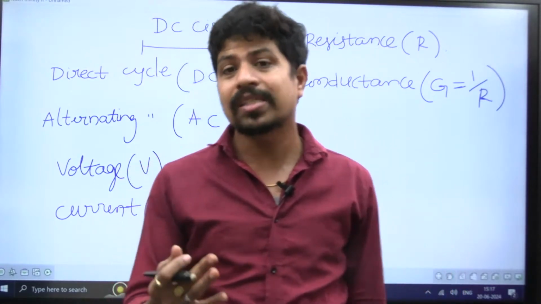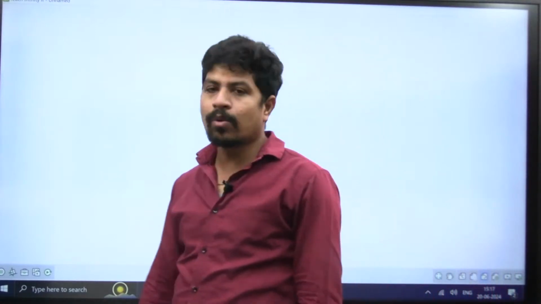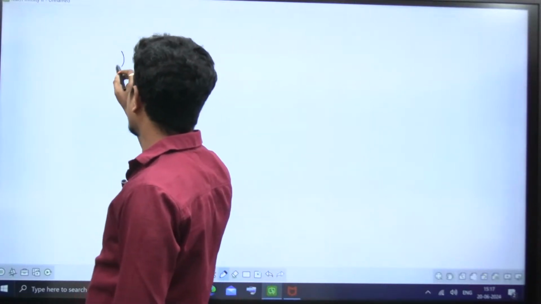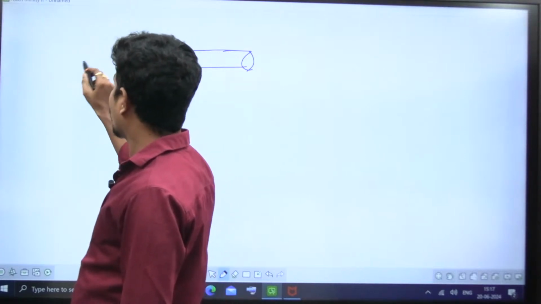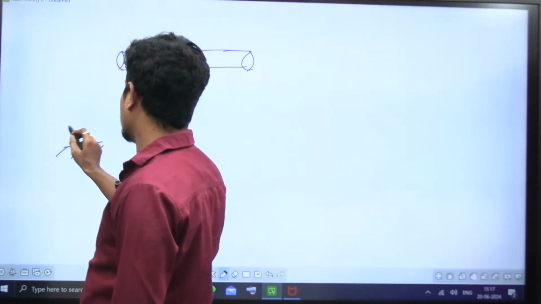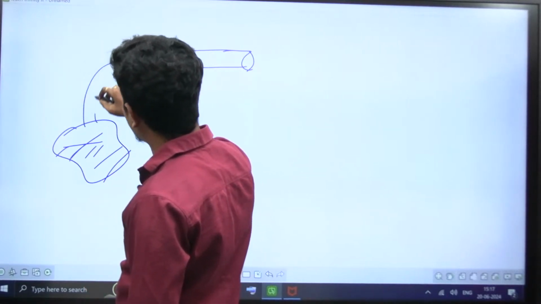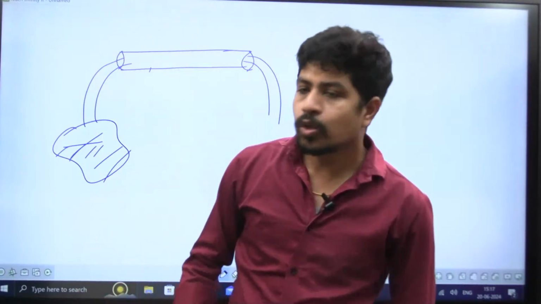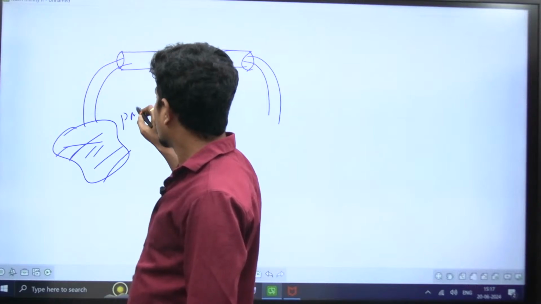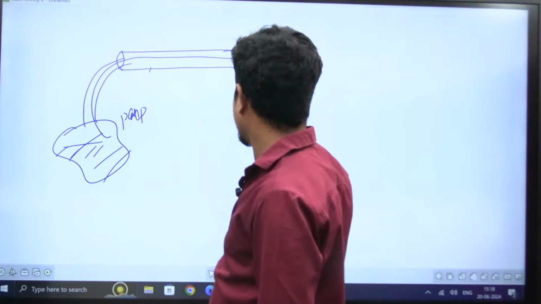Those who are from mechanical, please concentrate. First I will take an analogy to tell you what voltage is, what current is, and all these things. Suppose there is one pipe, and there is some water here in the pond. Now I want to send this water through the pipe to this end. What should I do? You put one pump, a motor, here, which is going to force the water from this end to this end.